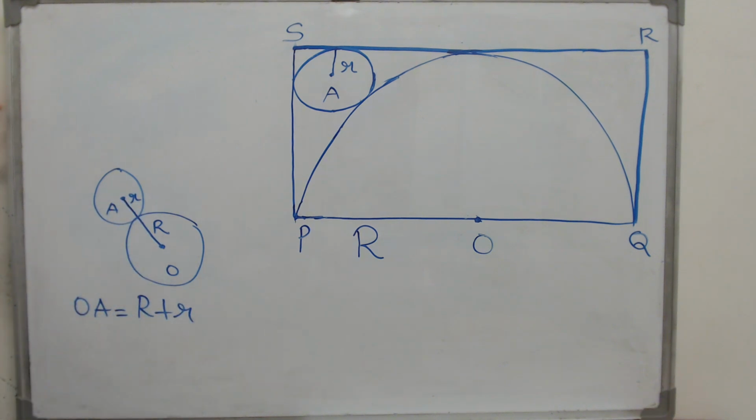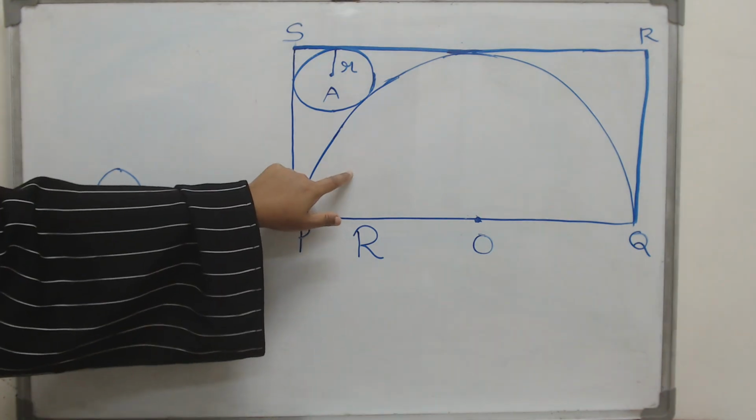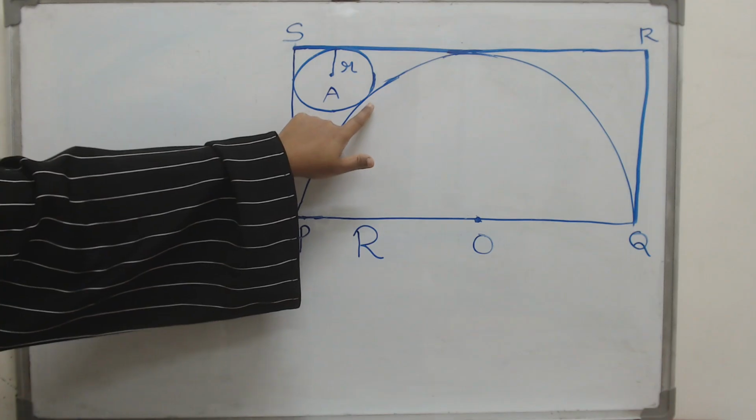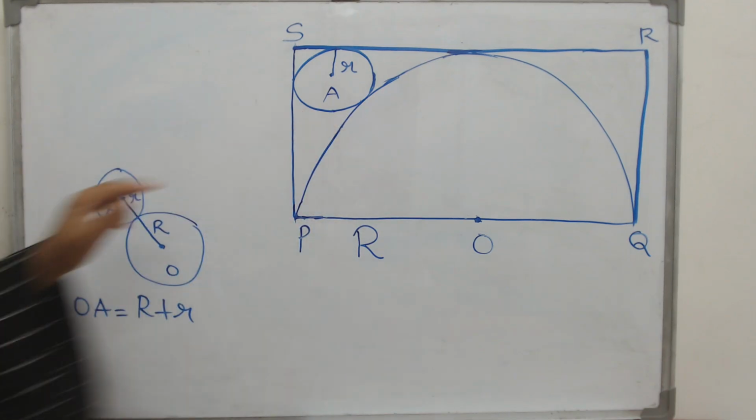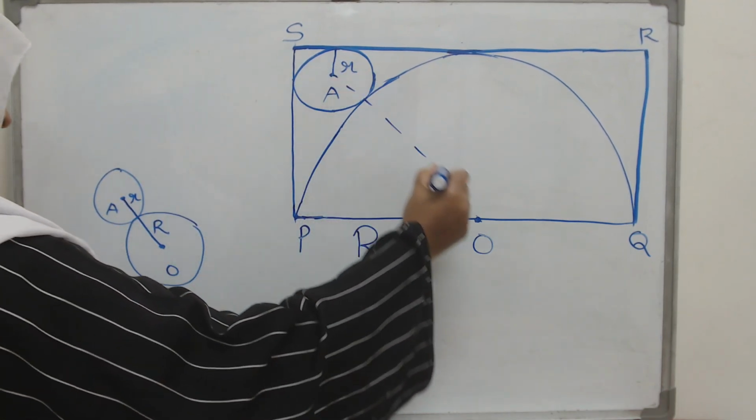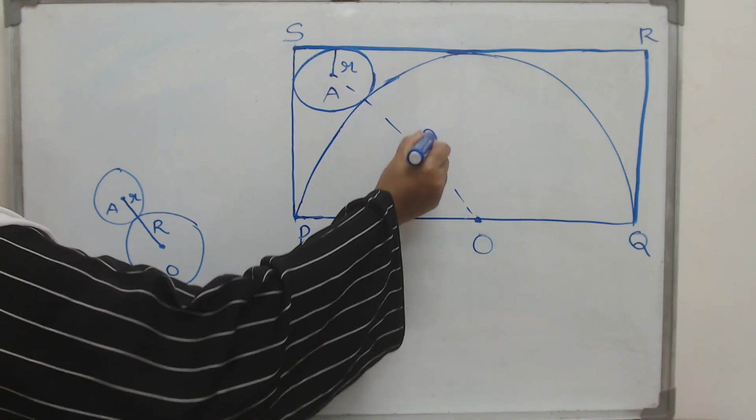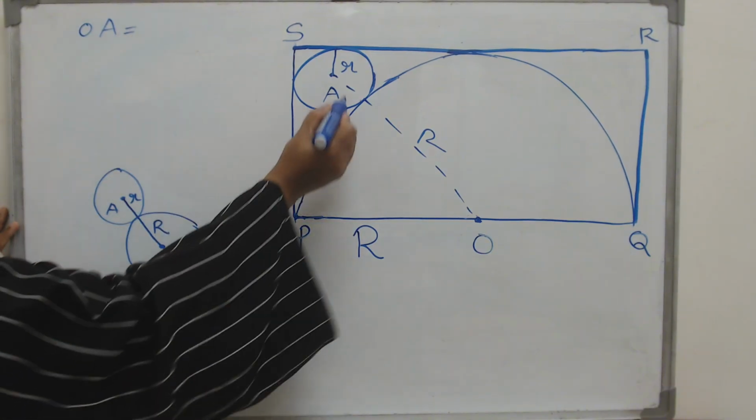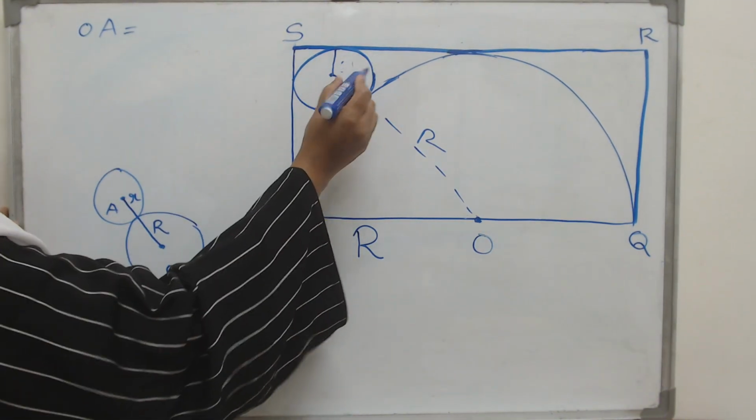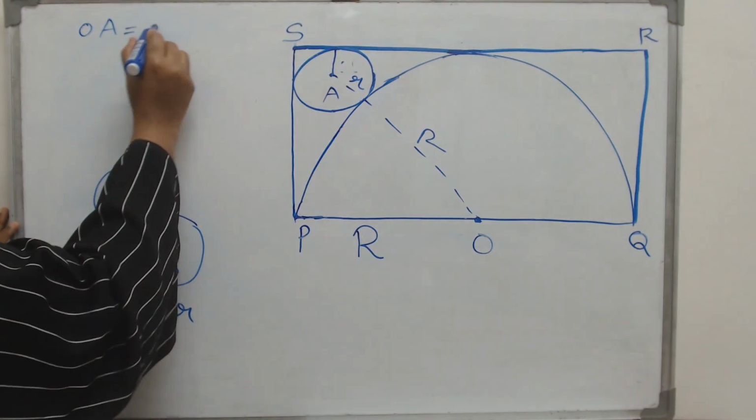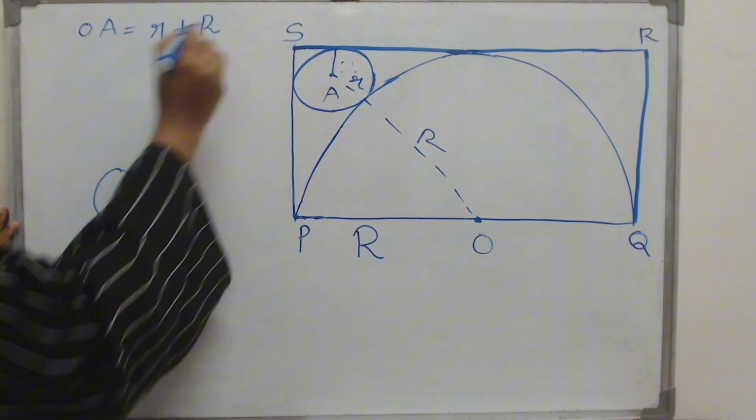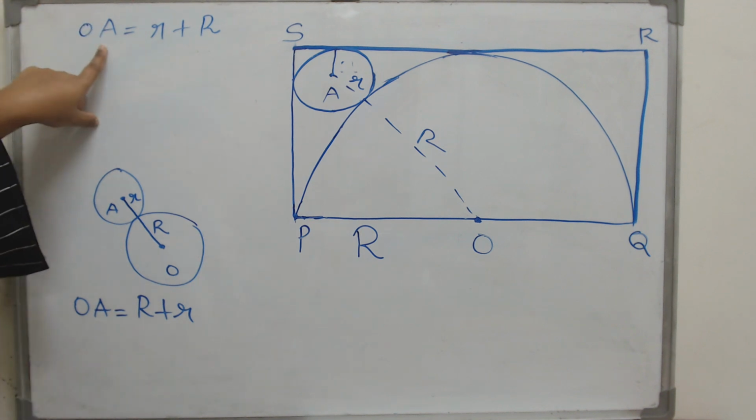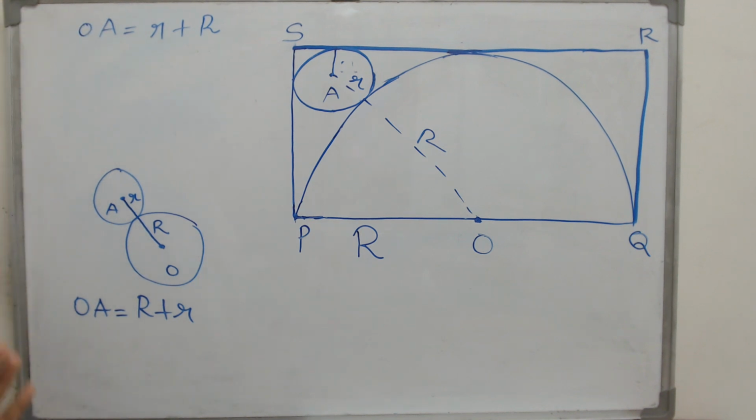Now we have the same situation here. You can see that these two circles are touching externally at this point here, which means the distance between their centers is the sum of their radii. OA is given by R plus r. What we are going to do is find another expression for OA and equate the two.